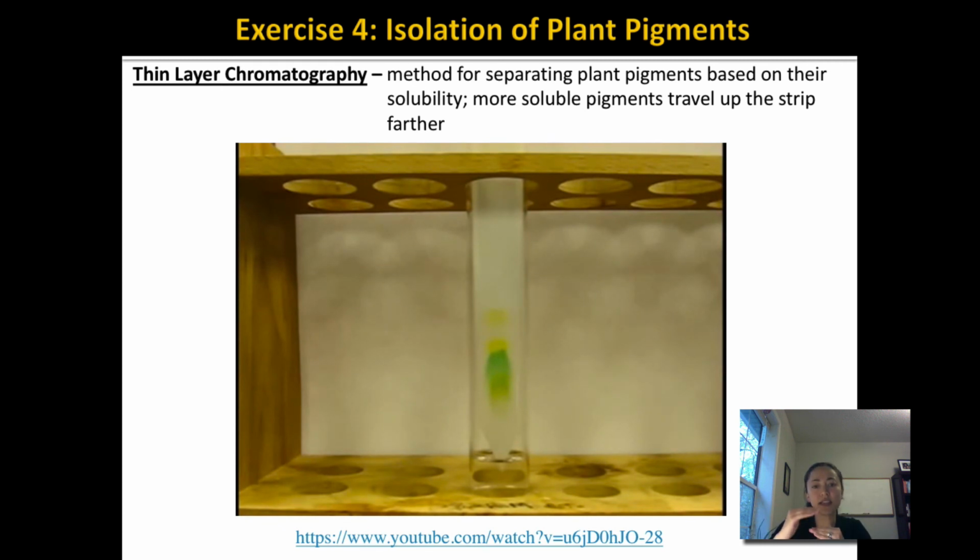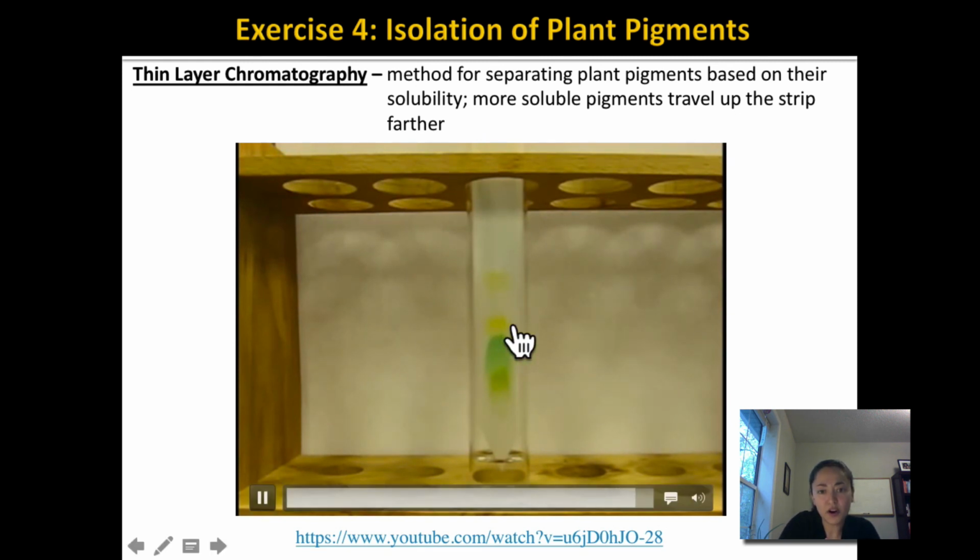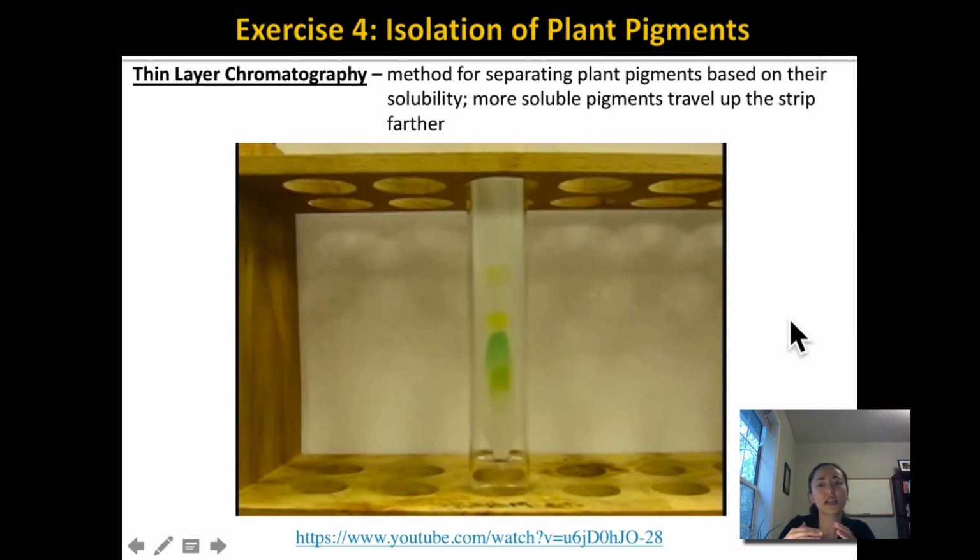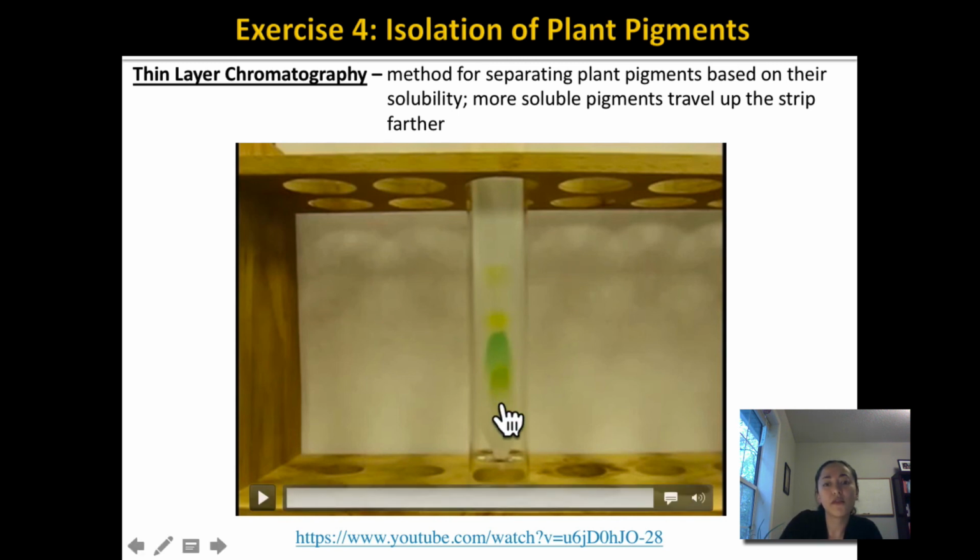And notice that these different pigments are separating out. Some pigments can move faster or further up the strip than others. If you look here, we can see that this orange one moved up really far. This yellow one is in the middle here. Then we have this dark green one and this light green one here. So this is a method we can use to look at how many different pigments are in a plant, and you can separate them out. The ones that are most soluble travel further up the strip because they're able to be carried, or dissolved, in the solvent better. That's why they can travel further, because it's that clear solvent that's carrying them up.